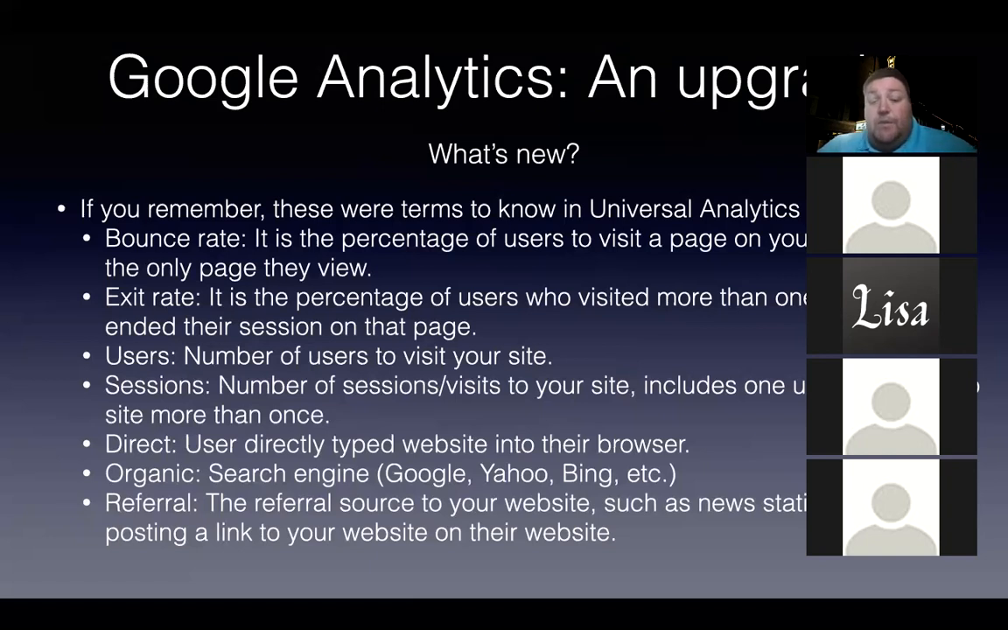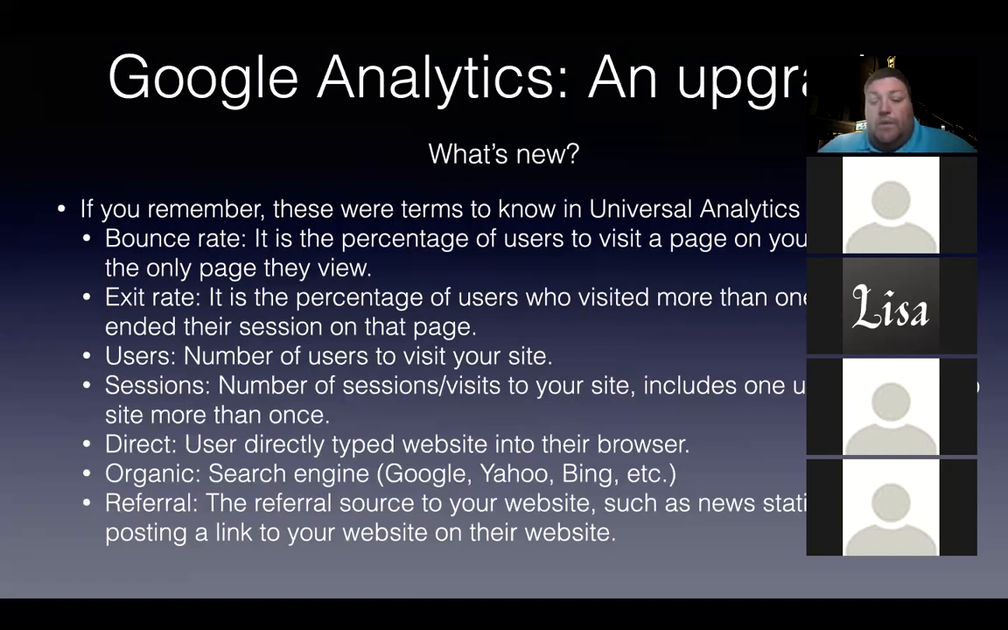Direct is when a user directly types your website into the browser. Organic was somebody finding your website and coming to it through a search engine such as Google, Yahoo, Bing, DuckDuckGo, basically any search engine tool.